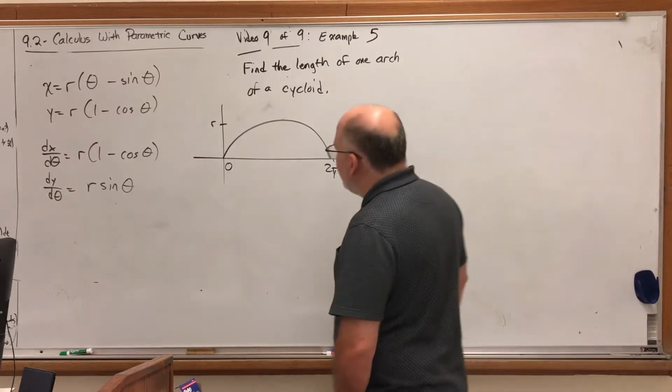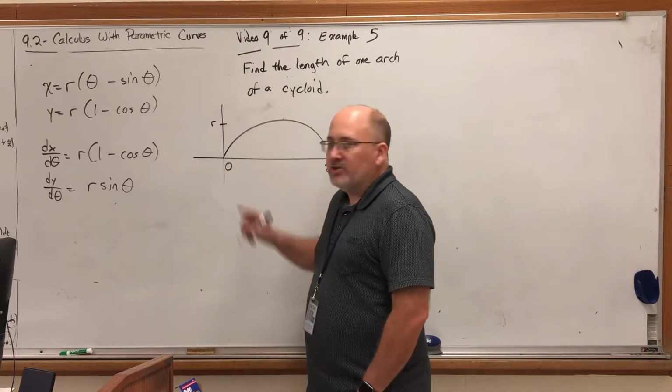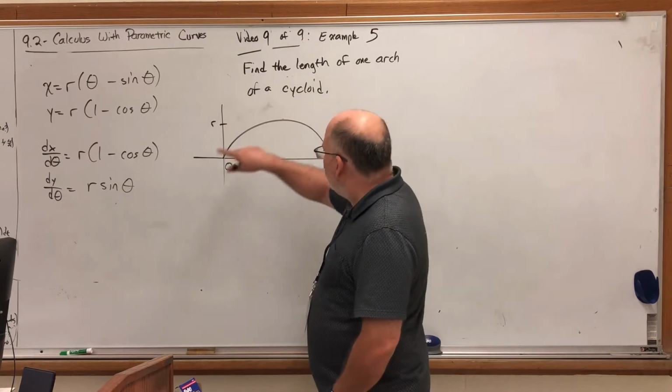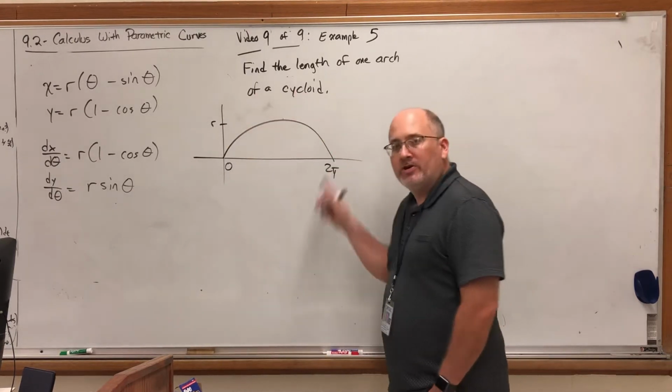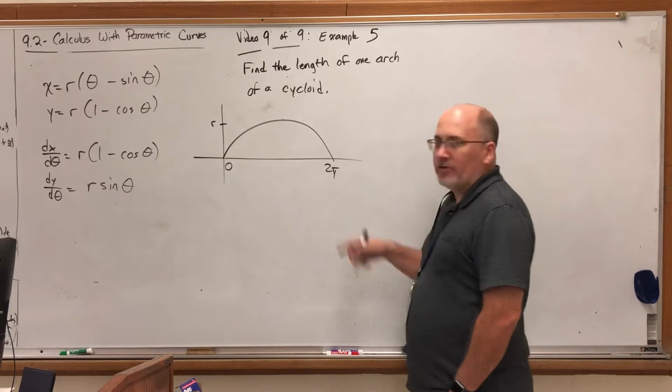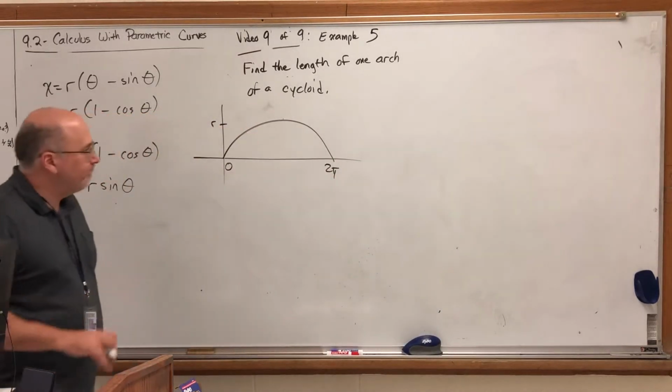Remember, this is the shape you get when you start with the circle sitting on the x-axis, tangent at the origin, and you rotate the circle along the x-axis and keep track of that point that was originally at the origin. After one complete revolution, it's back on the ground again. And our question is to see how far that point traveled.